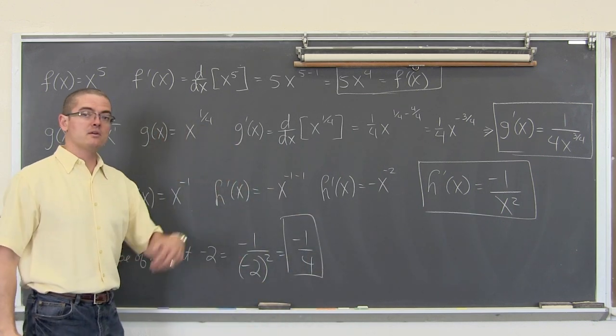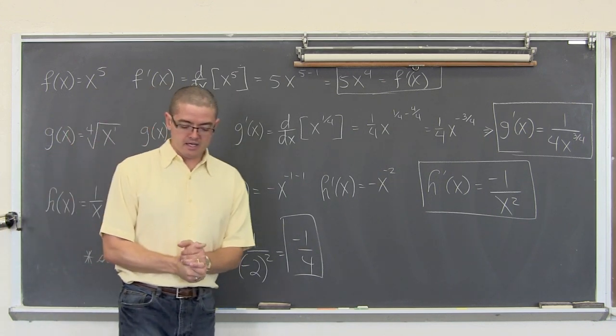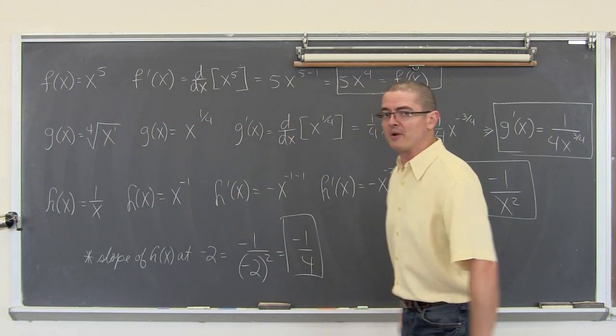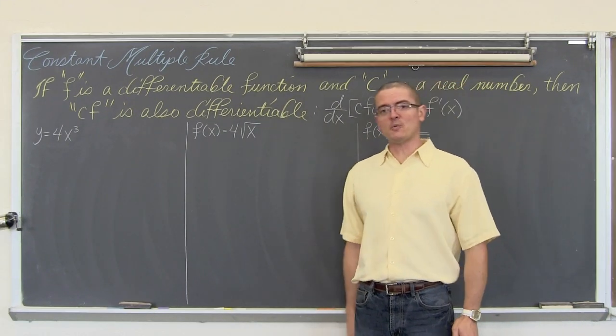Well, negative 2 squared is negative 2 times negative 2, which is positive 4. And we get a slope of negative 1/4. So let's look at a couple more properties. Bam! Next rule, the constant multiple rule.